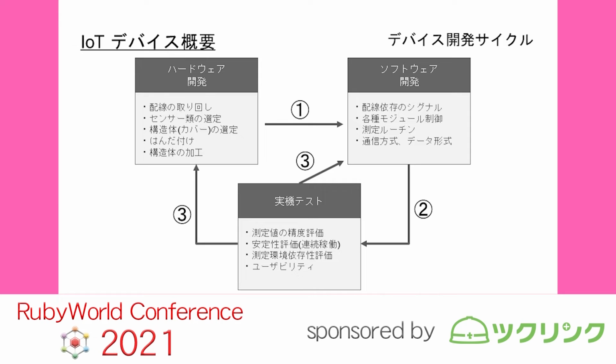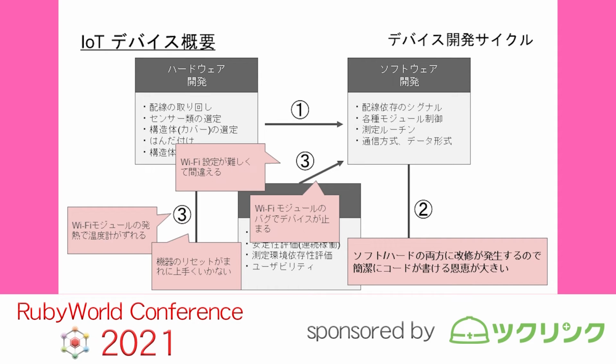Then we would use the real machine to test it, and if we find a problem, we would go to the hardware and the software, and there will be some restrictions on the feedback. For instance, Wi-Fi. There was a potential for aberration of the temperature reading because of the heat generation. Therefore, we have to keep a distance from the Wi-Fi module. Also, the Wi-Fi module had a bug that stopped the device, and therefore we needed to modify the software code.